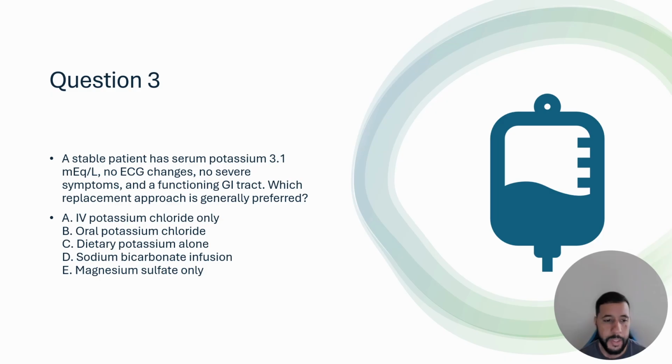Question number 3, a patient has a serum potassium of 3.1 milliequivalents per liter, no ECG changes, no severe symptoms, and a functioning GI tract. Which replacement approach is generally preferred? A, IV potassium chloride only, B, oral potassium chloride, C, dietary potassium alone, D, sodium bicarbonate infusion, E, magnesium sulfate only.